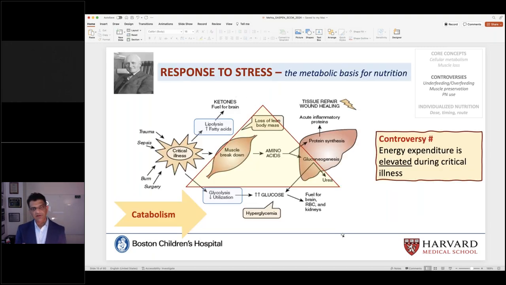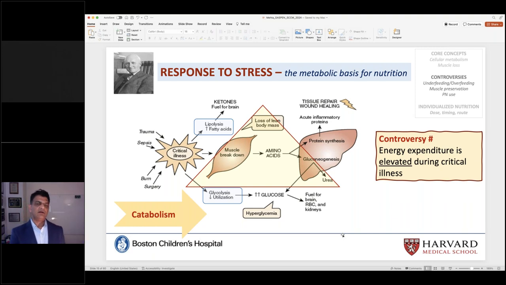So let's look at that figure once again. This is a very simplified cartoon of the elaborate stress response. And one of the major controversies that we addressed in the last three, four decades now was this well-held, very firmly believed concept that when you are sick, when a child is sick, catabolism goes up and there is an increase in energy expenditure. And it's almost like a car engine being revved and the amount of gas being consumed is elevated. And we believed this firmly until 20 years ago.